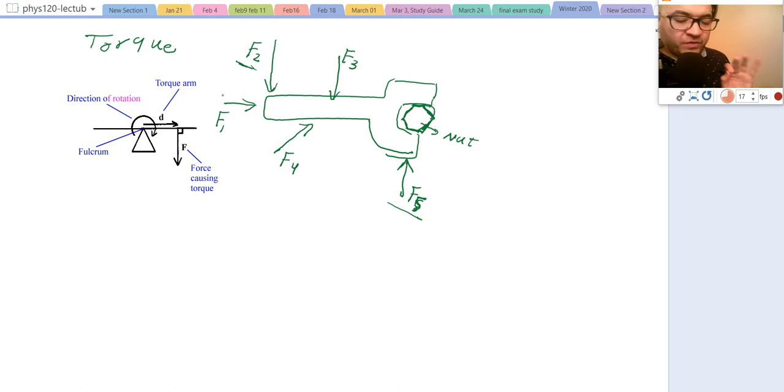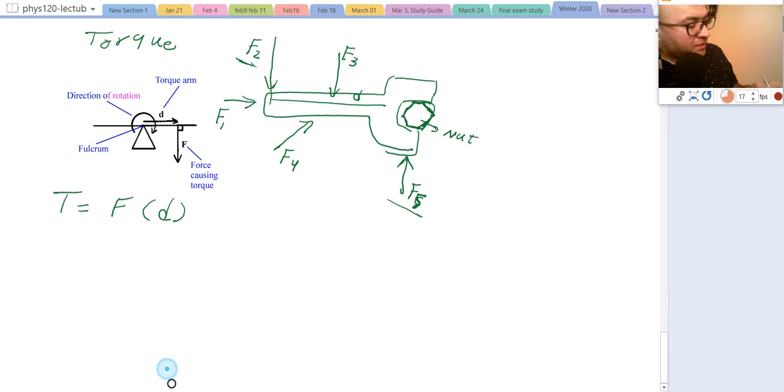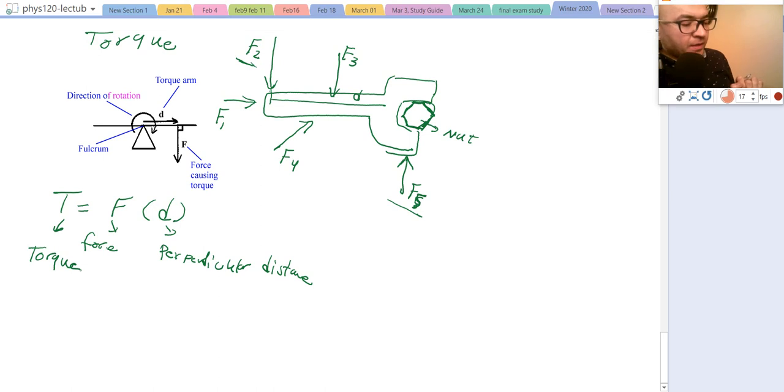So in a very short form, torque, which I'm going to show with T, is equal to force times distance. Very easy. But the problem is, how do we know what distance and how can we measure that distance? In this case, the distance is perpendicular, right? So I can say D is the perpendicular distance, F is the force, and T is the torque. Very easy.